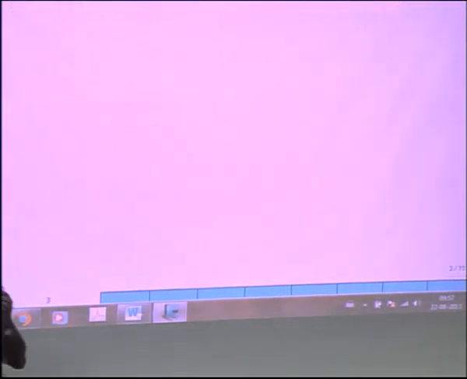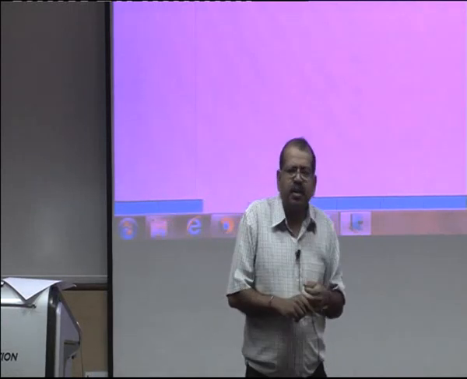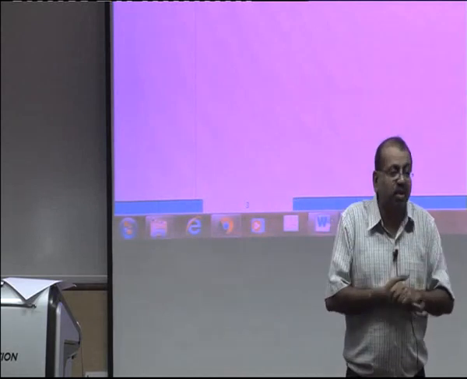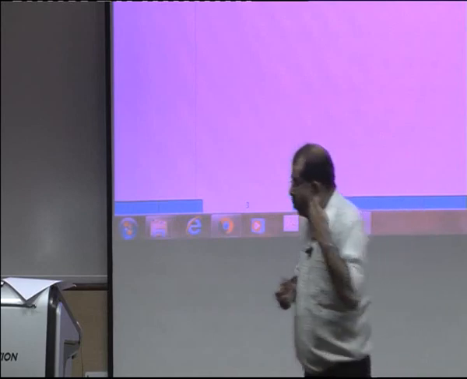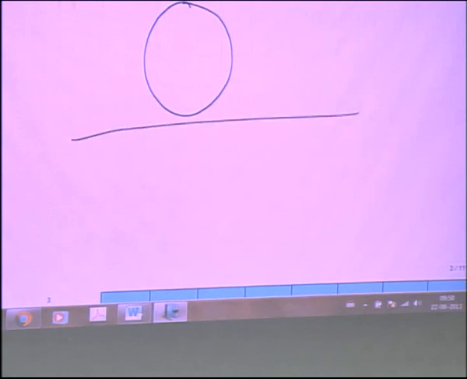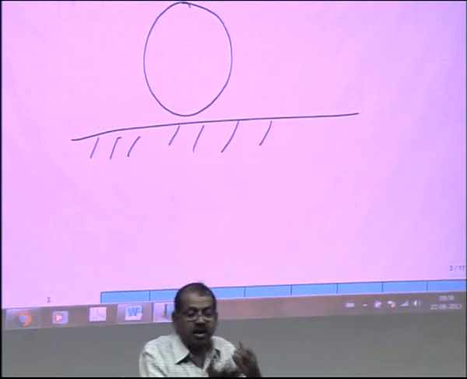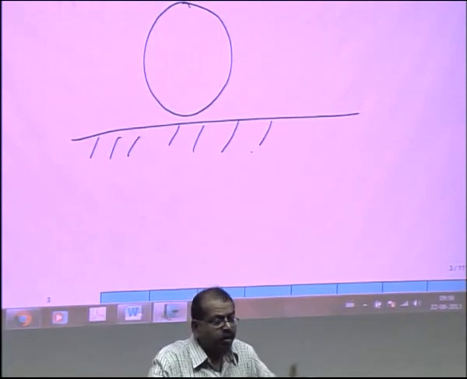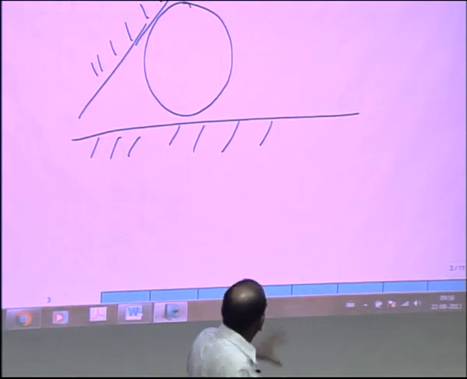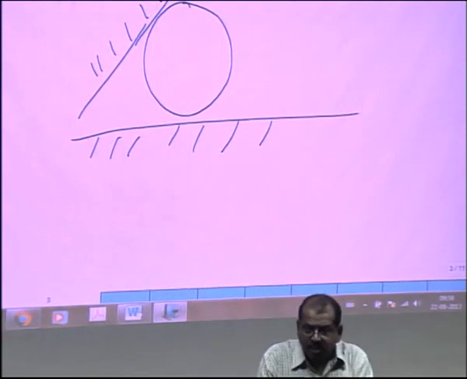Now, as I told you, there are a lot of errors and mistakes people make when they solve problems involving friction, and most of these come when we have contact between either two curved surfaces or a curved surface and a plane surface, and there could be multiple contacts. For example, here there could be a contact like this. Now, at the contact, first of all, it is a point contact.